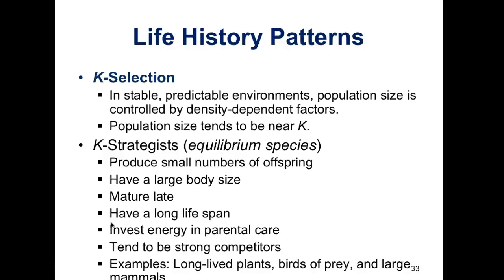So equilibrium species are going to produce smaller numbers of offspring, maybe one or two at a time. They have a large body size. Maturation is going to occur later in life. They have a much longer lifespan. They are going to invest energy in parental care of their offspring, so take care of their young, unlike what we see in R strategists, and they tend to be strong competitors. This is definitely what we see in long-lived plants, birds of prey, and large mammals, including humans. So we are a K strategist. An elephant would be a K strategist.